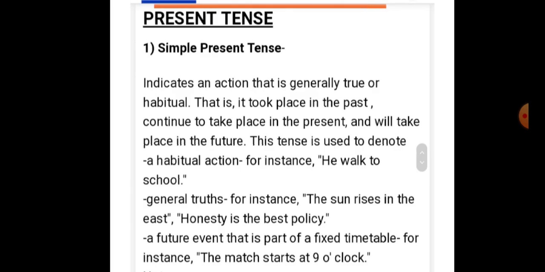Simple present tense indicates an action that is generally true or habitual. That is, it took place in the past, continues to take place in the present, and will take place in the future. This tense is used to denote a habitual action. For instance, he walks to school. General truths, for instance, the sun rises in the east. Honesty is the best policy. A future event that is part of a fixed timetable, for instance, the match starts at 9 o'clock.